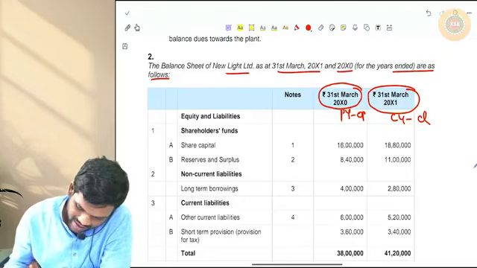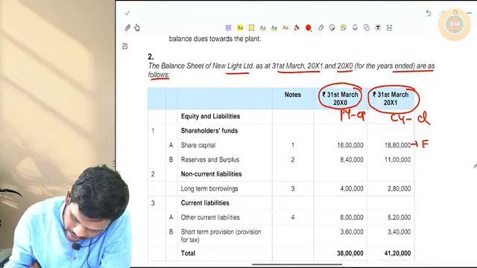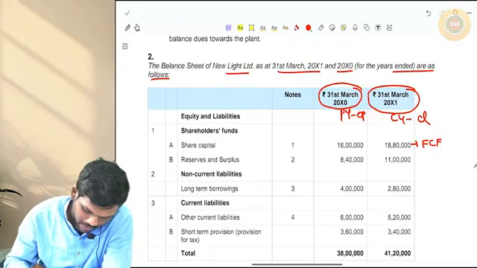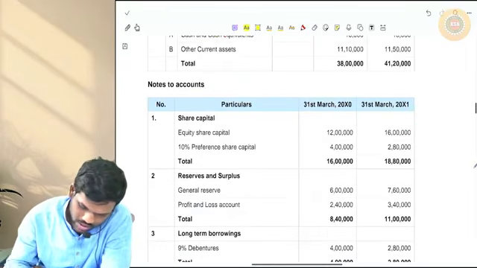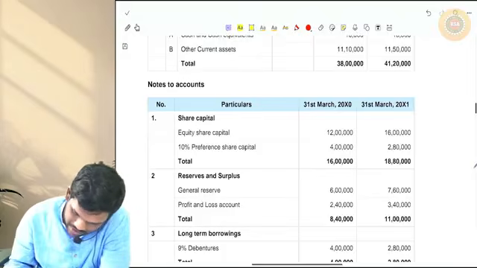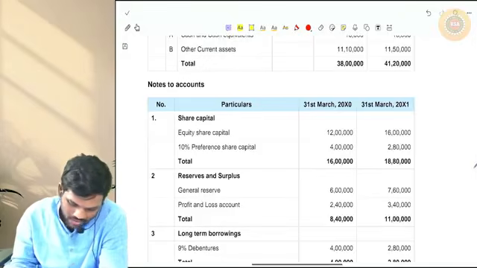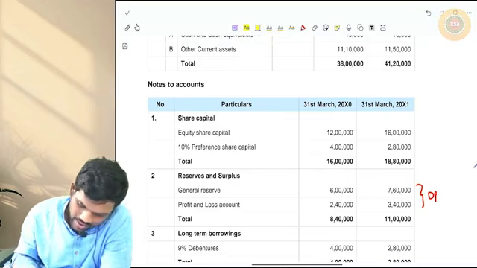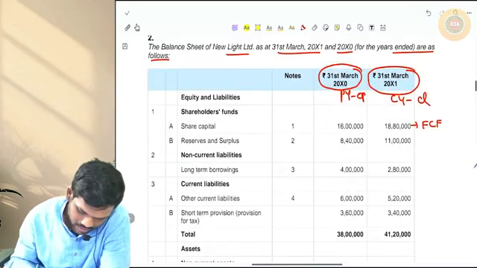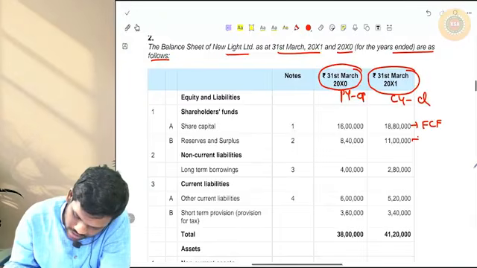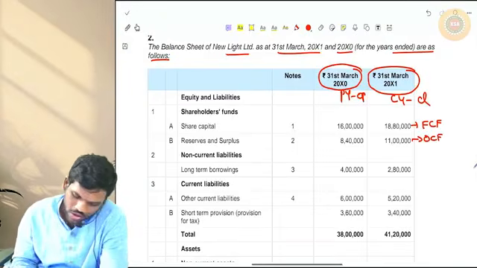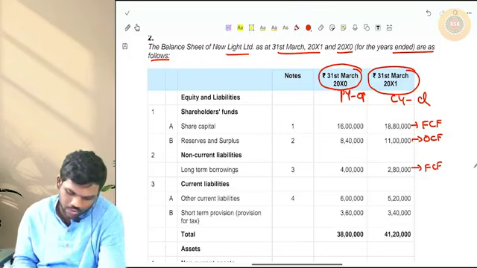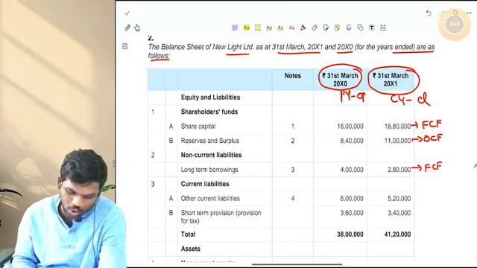Then we have share capital, which will ideally relate to financing cash flow. Reserves, we need to see what is the breakup of reserves given in notes to accounts. So we have our P&L account and we have a general reserve. Both of these will come as a part of our operating activities under indirect method. So this is relating to operating cash flows. Long-term borrowings, it is a loan taken, so this will be a part of financing cash flow. Other current liabilities, don't just conclude, see what is there.